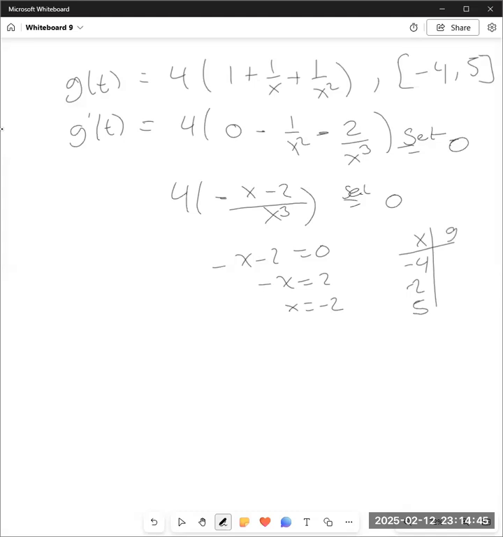And g, these are t values, not x values. That's interesting. That's a misprint in the problem. If this is supposed to be t values, then these should be t values here. Your variable should match.